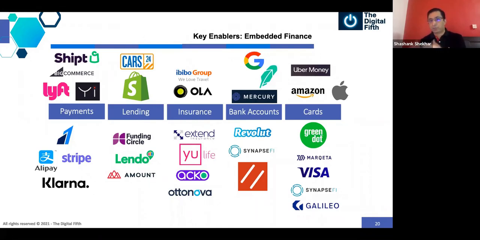Then the bank accounts. Some of the players are now moving into adding the bank accounts themselves. On one hand you have Revolut and others providing a neobank, working with banks or independently providing that bank account, while Google and others are tying up to provide their set of customers those accounts. And the cards also, lots of innovations. Third-party platforms are plugging those services into their platforms.